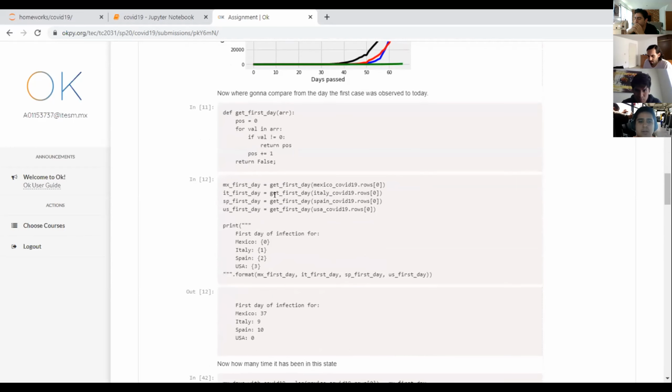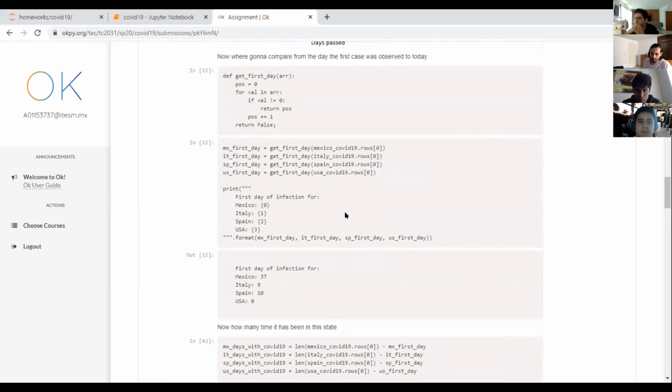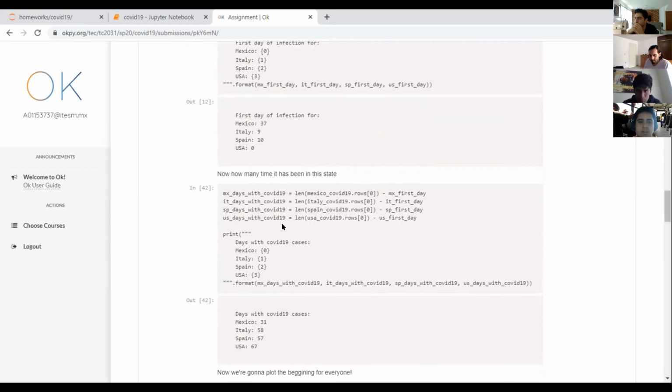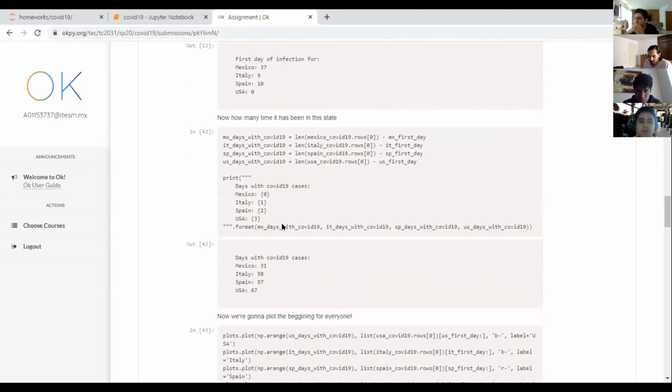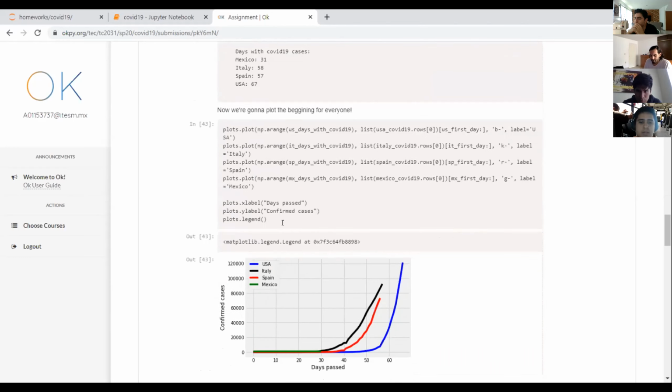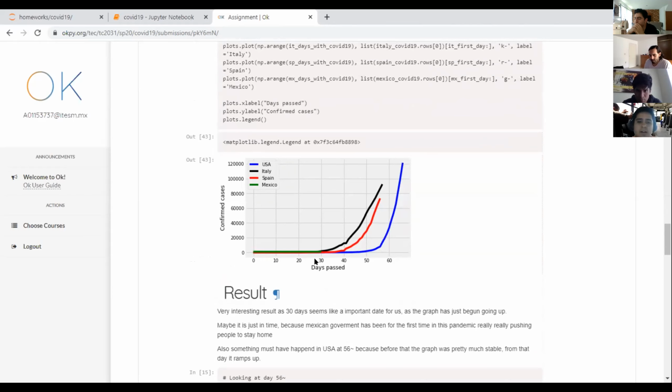So what we did was to get the first day for each country. And with that information, we can plot a more comparable graph between those countries. This is it. As you can see, the rate of infection for Italy began to ramp up about a month after the first infection was discovered in the country. And in Spain, it took a little bit longer, 40 days. And in the United States, it stays restrained until 50 days had passed.